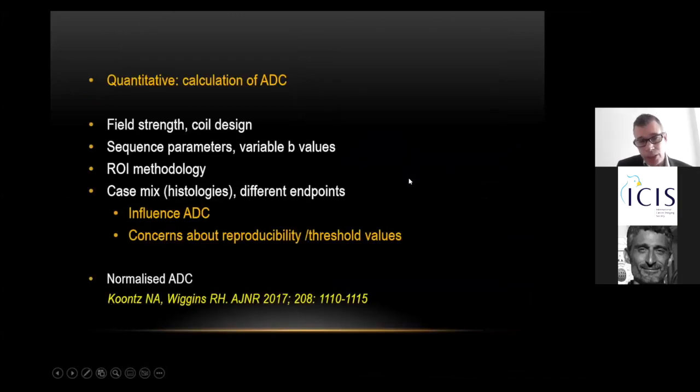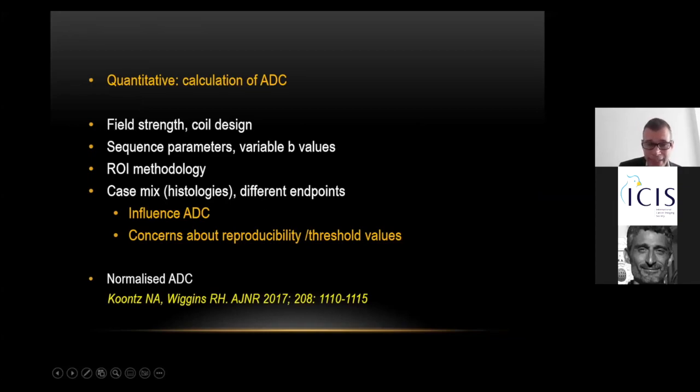There are problems in terms of using thresholds that I've alluded to, and this is due to the heterogeneity in terms of the approaches. So it may be that different field strength and coil design will influence the ADC, sequence parameters and the choice of B values, the various ways which are outlined in terms of the ROI methodology, and obviously if these are applied to different case mixes with different endpoints, this will also influence the relevant thresholds. So there have been concerns in terms of applying these clinically and in terms of reproducibility.